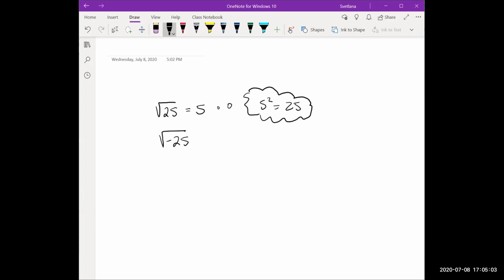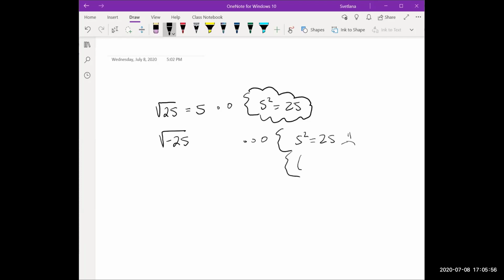And do you guys remember what we said in that case? It was on last week's homework, yeah. So when we had the square root of something negative, what did we say? We said, well, what number when I square it gives me negative 25? And of course, we just checked that 5 squared is positive 25, so that's not what we need.